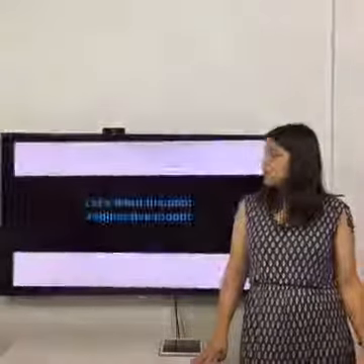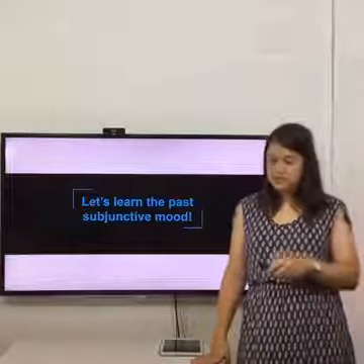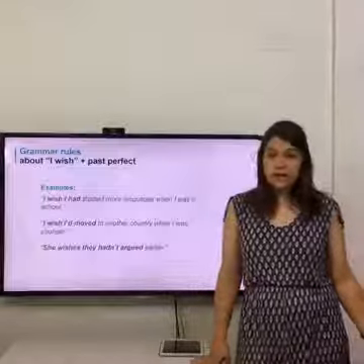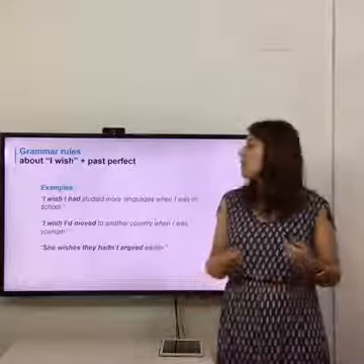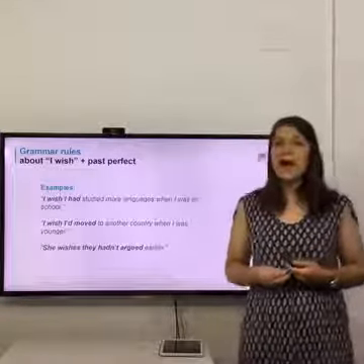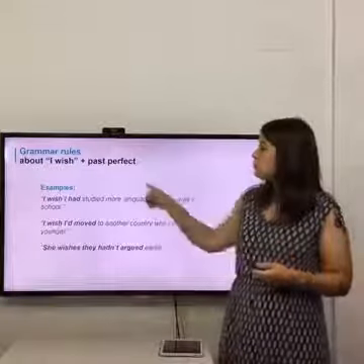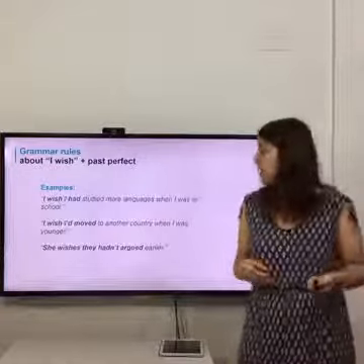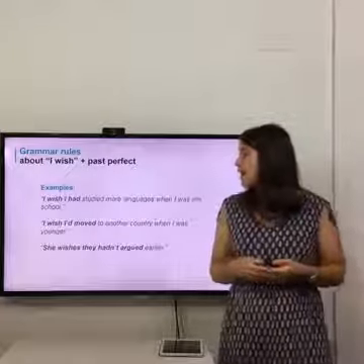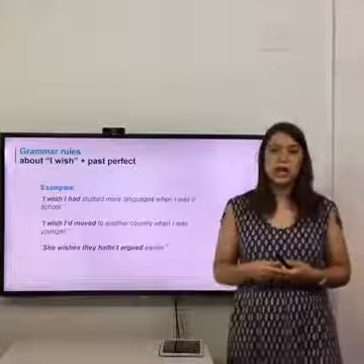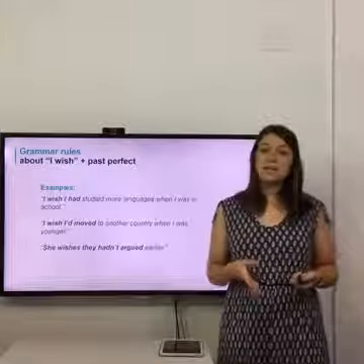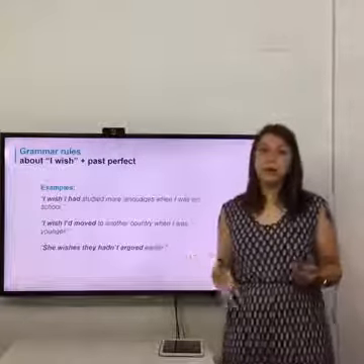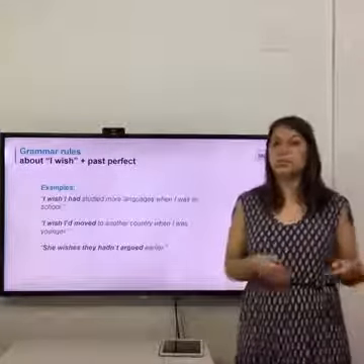Okay? Now that we've looked at the present subjunctive, let's move on to the past. So the verbs are the same, I wish, if only. The way it changes in the past is that we follow I wish with the past perfect. So had plus the participle. Okay? For example, I wish I had studied more languages when I was in school. So the reality is that you did not study languages in school, so you're expressing a regret about something that you didn't do in the past.